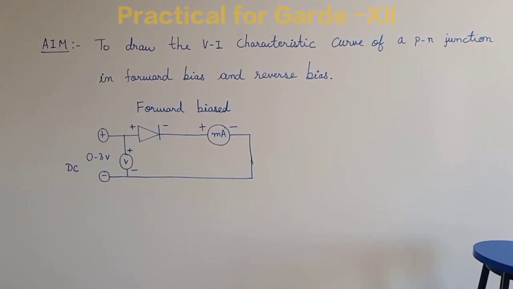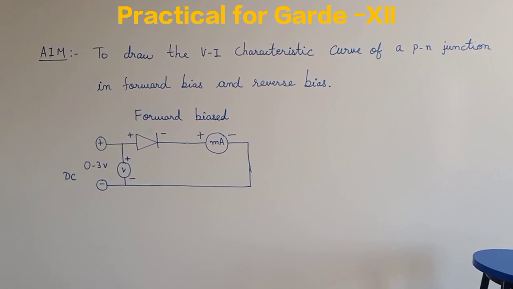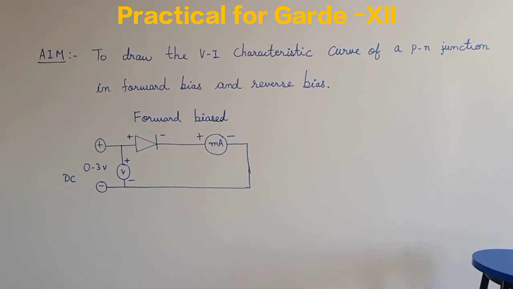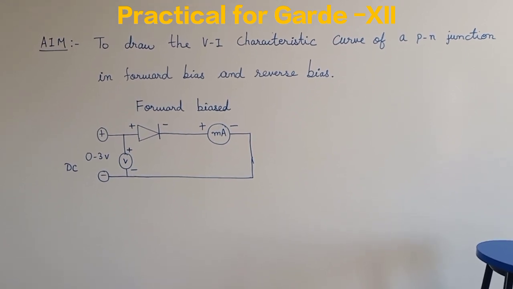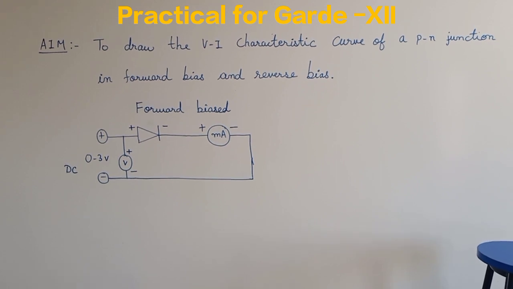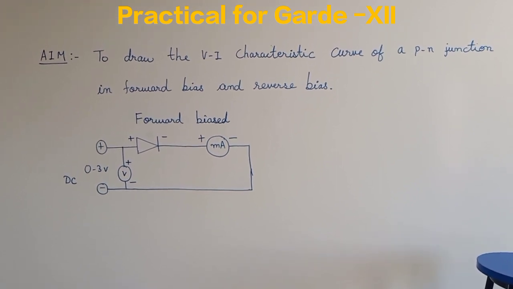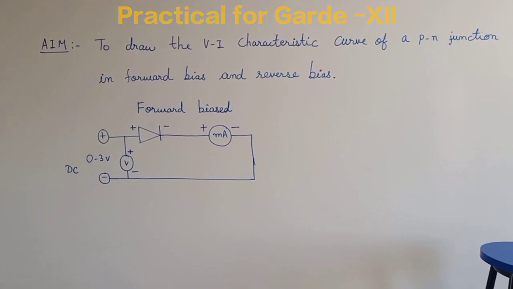Hello student. Today we are going to understand one practical from the 12th class physics subject, and today's practical topic is to draw the VI characteristic curve of a PN junction in forward bias and reverse bias.